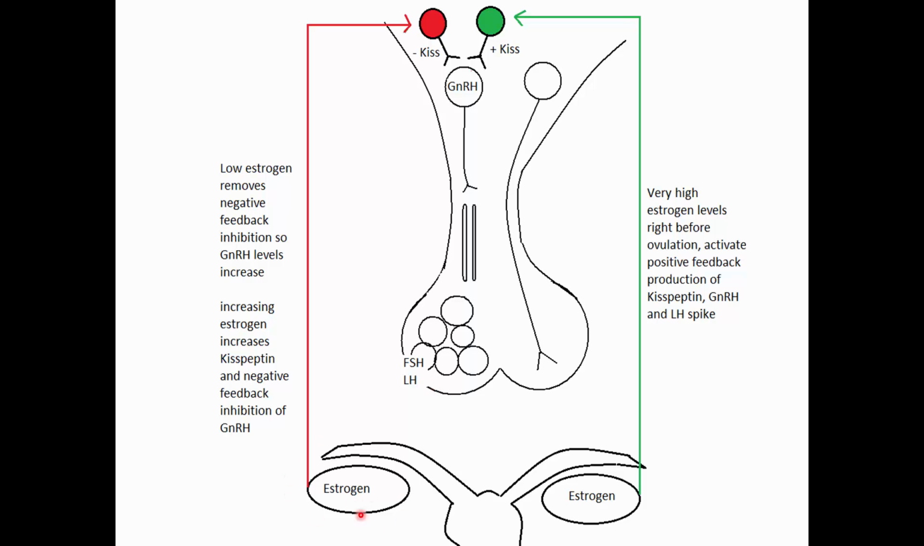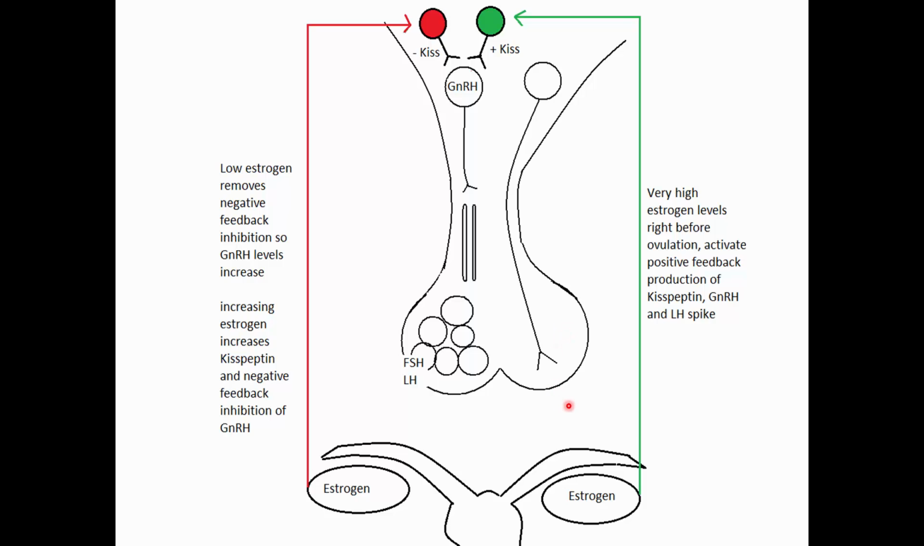But the thing is, this follicle, once it gets going, it's like it's on autopilot. And that follicle produces more and more estrogen. And finally, we get so much estrogen that we activate the positive feedback mechanisms. The positive feedback neurons produce kisspeptin. Kisspeptin stimulates GnRH, and we get a big LH spike, which leads to ovulation.